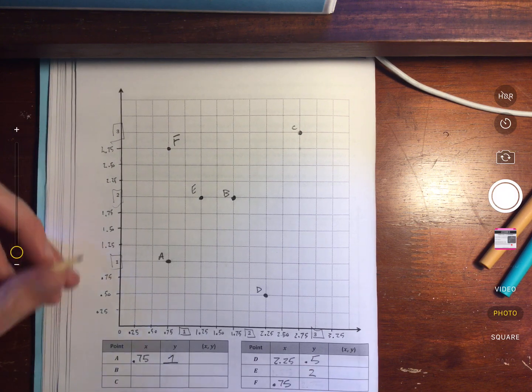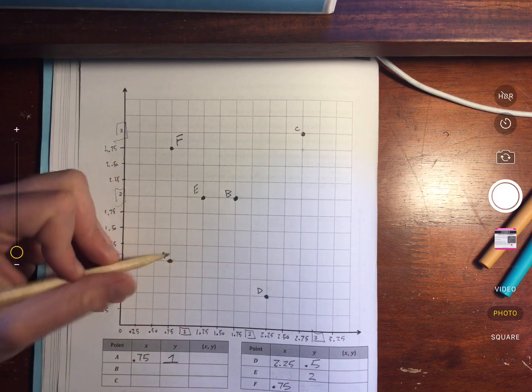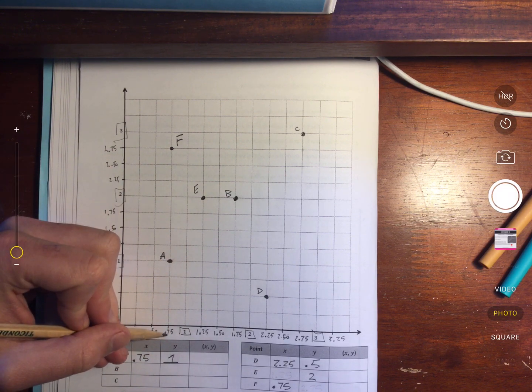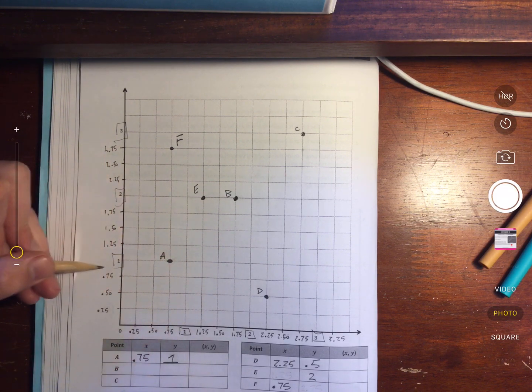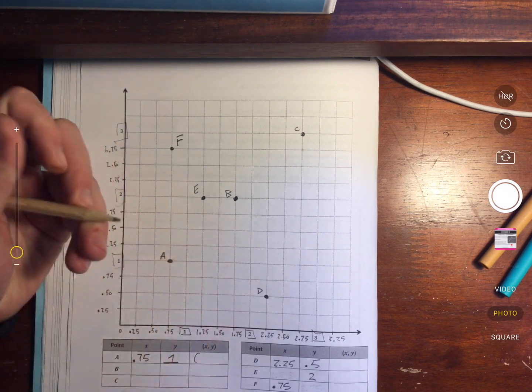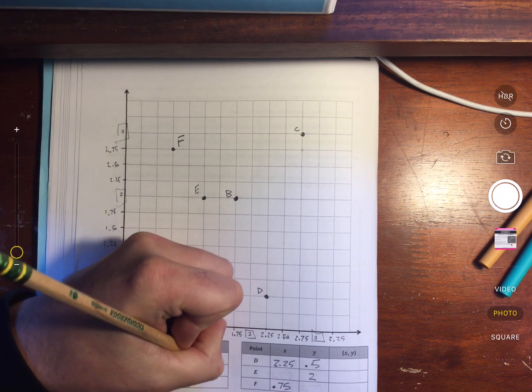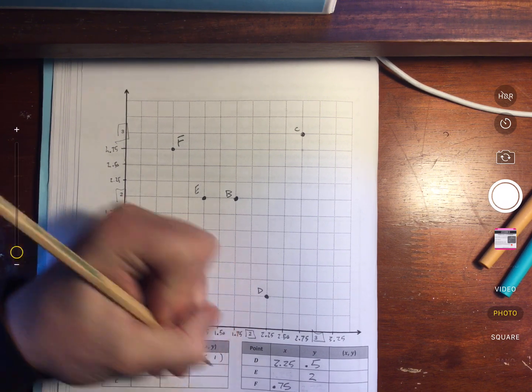So the first thing I'm going to do for A is go over on my x-axis. I see that on the x-axis, the point A is on 75 hundredths, and then I'm going to go up to my y, and I see that it's at 1 whole, okay? So my xy coordinate is going to be 75 hundredths and 1 whole.